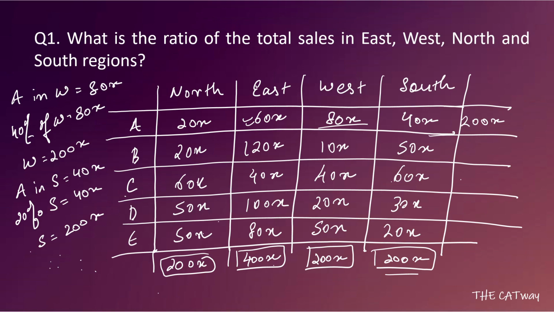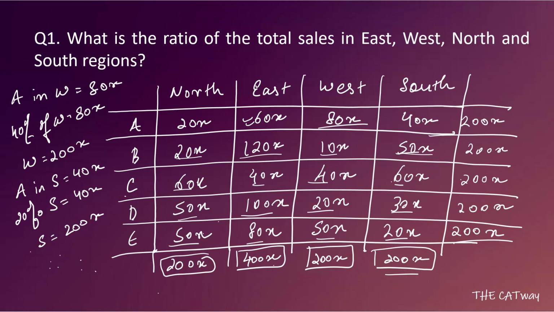Now the total sale of B is, let's see, 120, 50, 120 and 30, 150 and 50, 200x. Okay, total sale of C is 60, 40, 100, 100, 100, 200x. Okay, total sale of D is 100, 150, 20, 30, 50, 200x again. And the total sale of E is 50, 80, 50 and 20. Okay, 200x. This is also 200x.